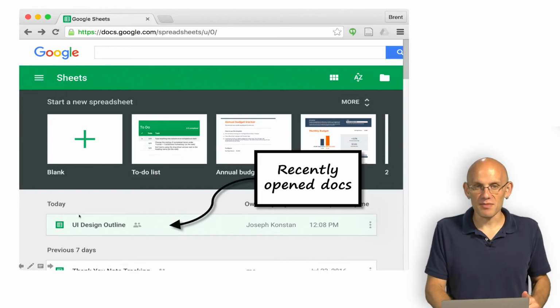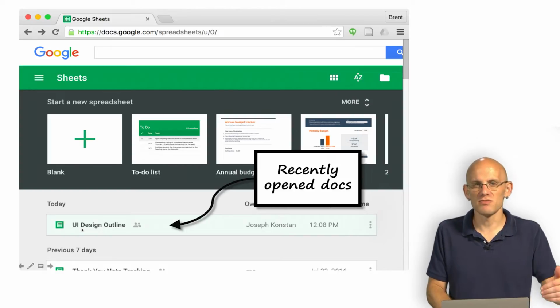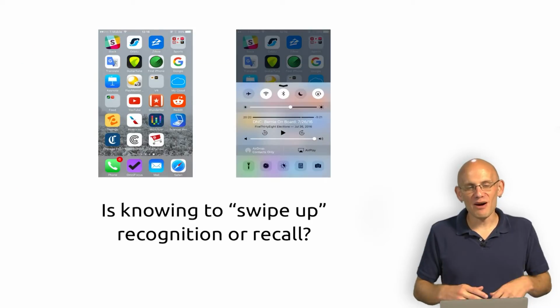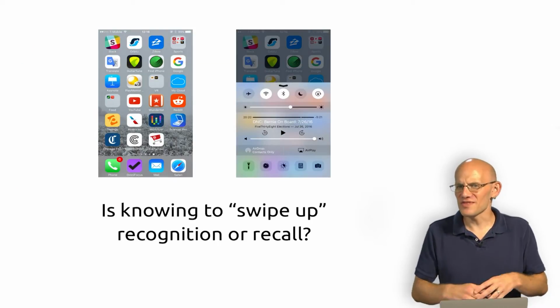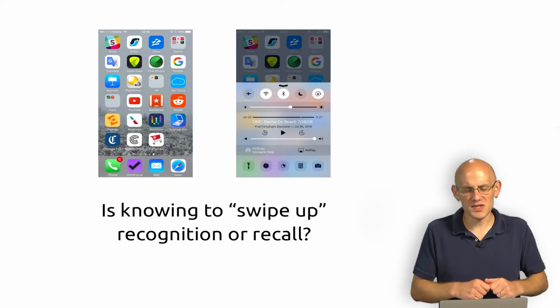I can never remember the name of this thing. The good news is I don't have to. Google allows me to recognize the name. I don't have to recall it. I can recognize it. Okay, so that was all sorts of nice, fun, positive examples of systems doing exactly what Nielsen would want them to do according to this heuristic.